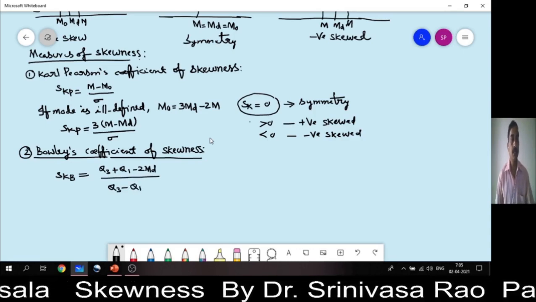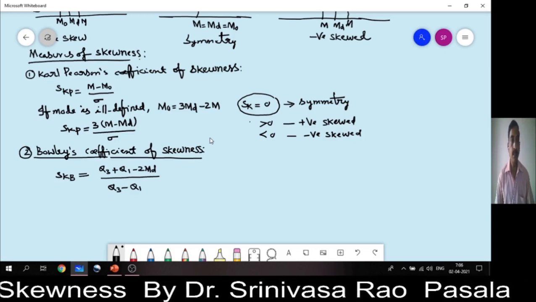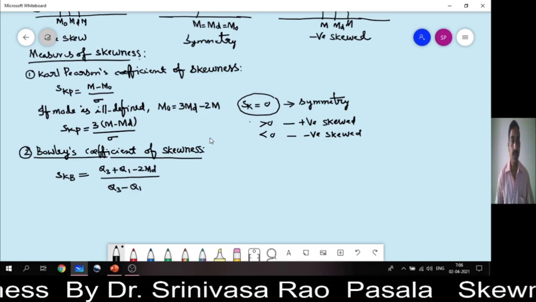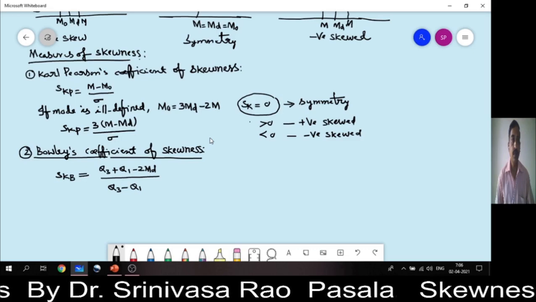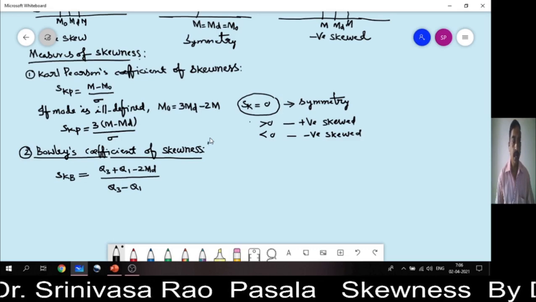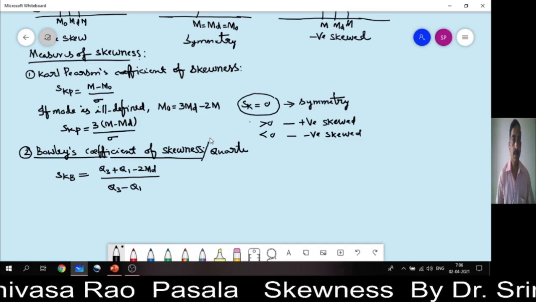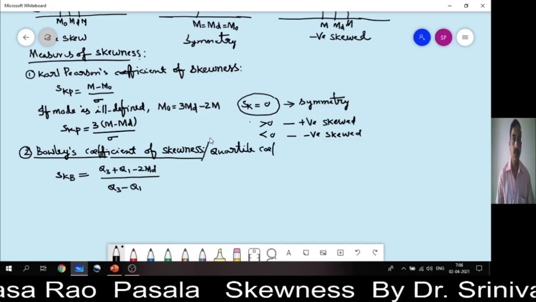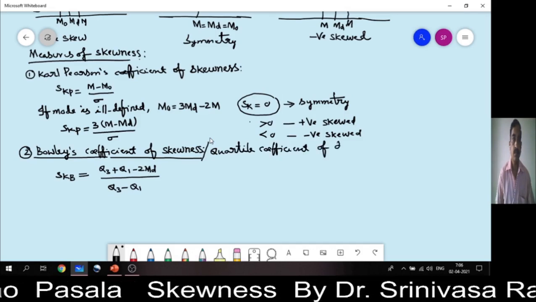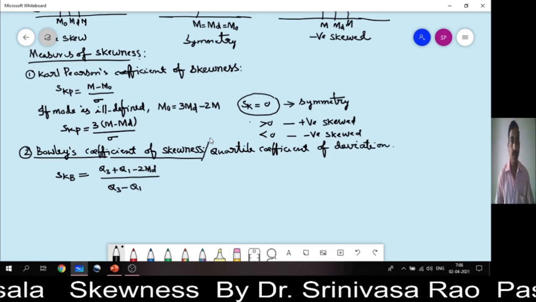Q3 minus Q1. So if you observe, this formula is based on the first quartile, third quartile, and the median, which is nothing but the second quartile. So the entire formula given by Bowley depends on the quartiles. That's why this has another name, quartile coefficient of deviation, right?